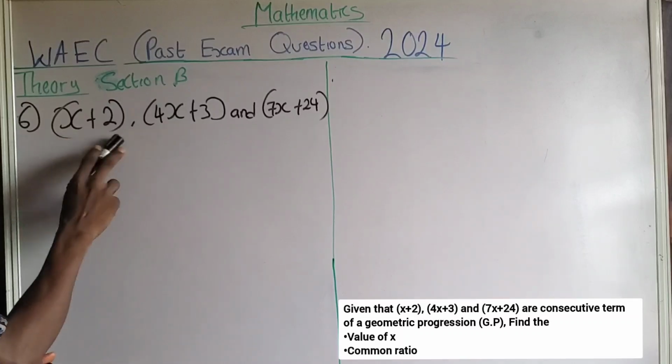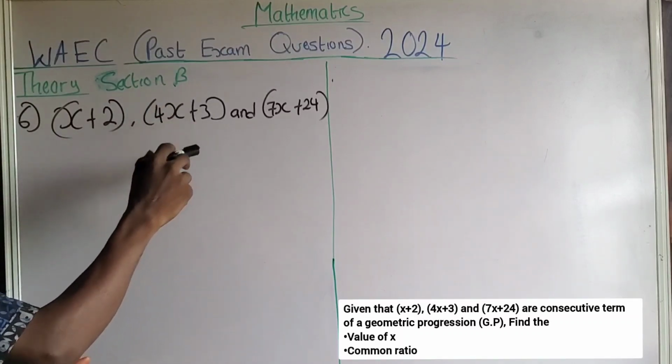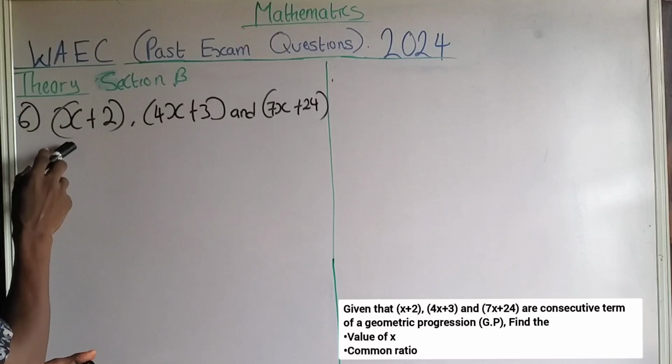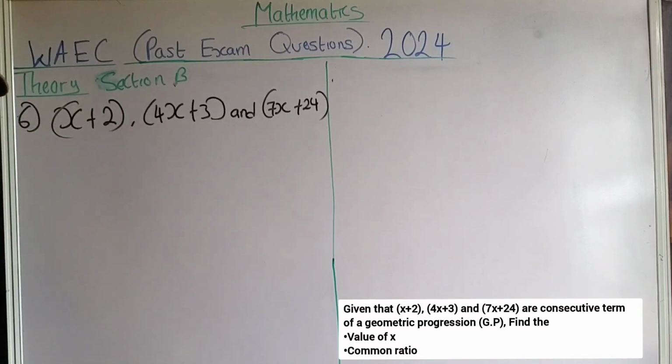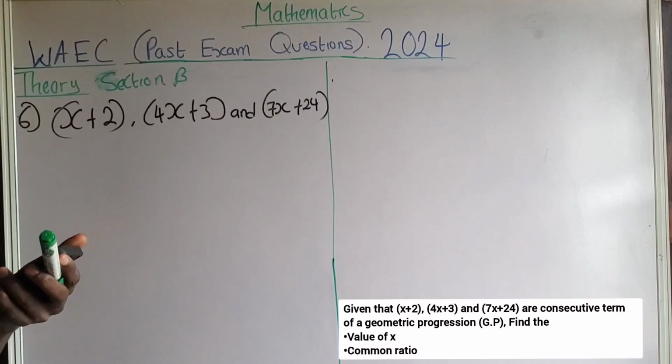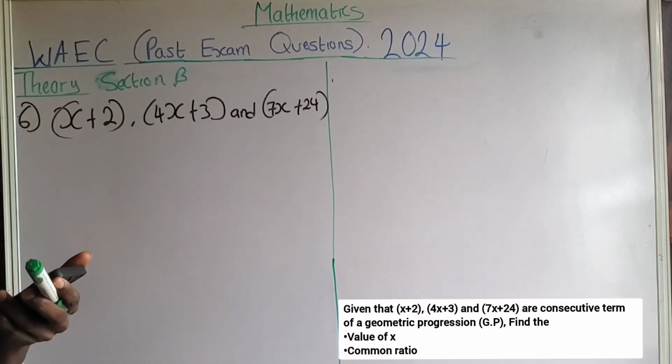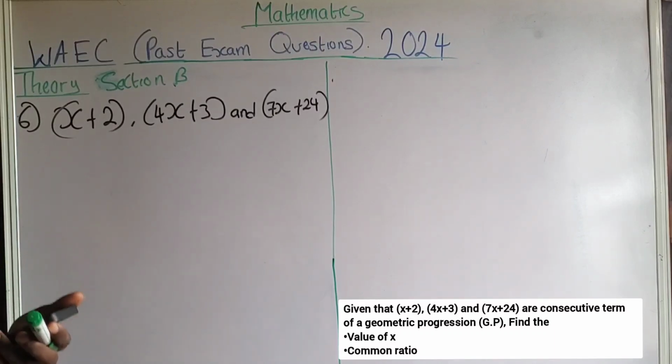So let's assume that this is the first term. That means that this will be the second term and this will be the third term. Let's assume that this is the sixth term. This will be the seventh term and this will be the eighth term. Are you getting what I'm trying to say? That is the explanation of the word. When you hear the word consecutive, that means that terms follow each other.